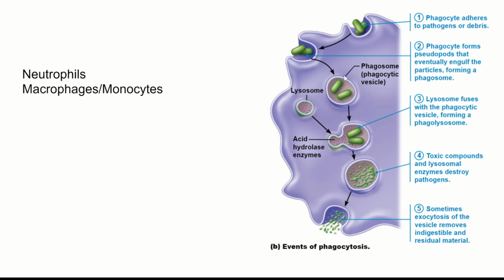And they will form a phagosome, which is a phagocytotic vesicle, which will combine with a lysosome, and that lysosome will release acids and enzymes to start dissolving away the pathogen. Any toxic compounds are going to be kept inside the lysosome, and then the lysosome is going to expel those waste products through exocytosis.